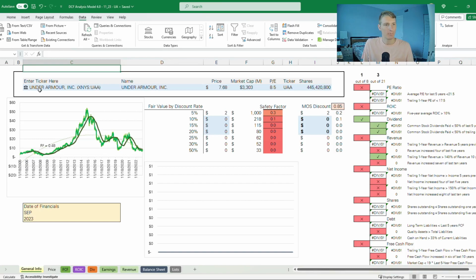So we entered in the ticker here, and we can see, by the way, we're using UAA, which I think is the Class A shares. There's also Class C shares, which are under the ticker symbol UA, so don't get too confused. But market cap is 3.3 billion, and the price is $7.68 right now per share.